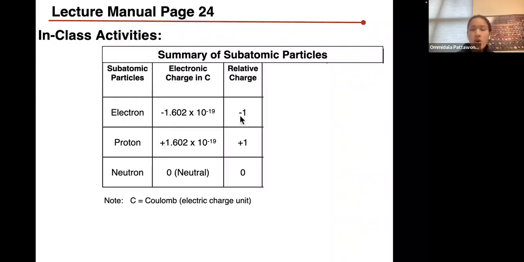After you get the relative value, you're going to see that electron would be -1 and proton would be +1. This is what you need to know. Neutron would be 0. You will need to only memorize the relative charge.